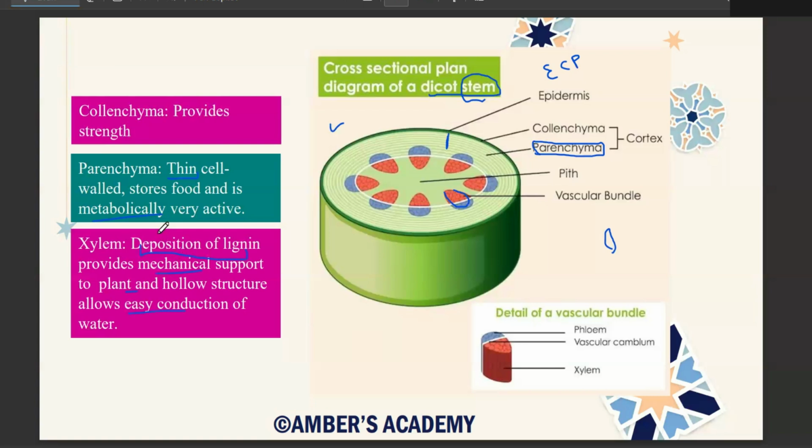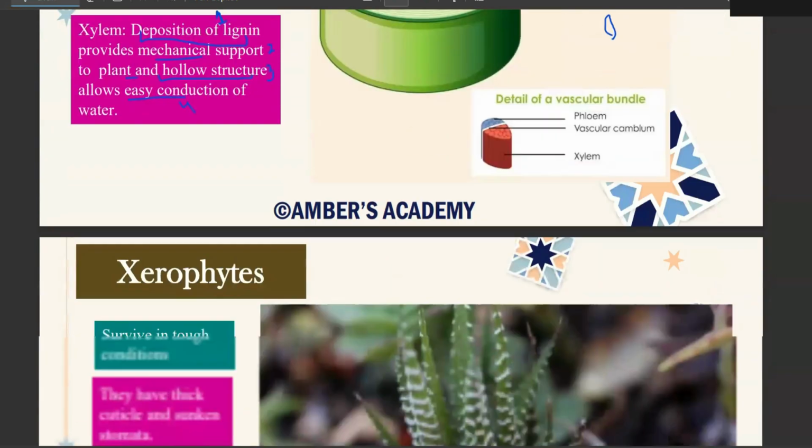Okay. So one of the keywords when you write about xylem, you need to mention deposition of lignin. Number two, mechanical support, second keyword. Then it's a hollow structure, the third keyword, and you need to link it: it's a hollow structure, this is why it allows easy conduction of water. This is going to be the fourth keyword. So you'll get marks easily if you write all these words. Then we have xerophytes.